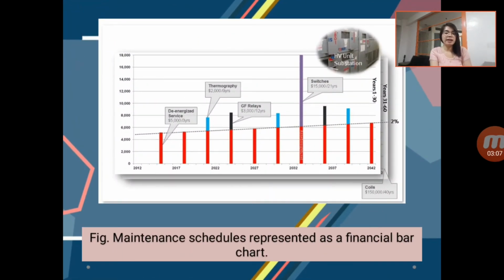Okay, next one is a graph. This one is maintenance schedules represented as a financial bar chart. It is included here by year. What are the certain amounts for the maintenance budget of the establishment?